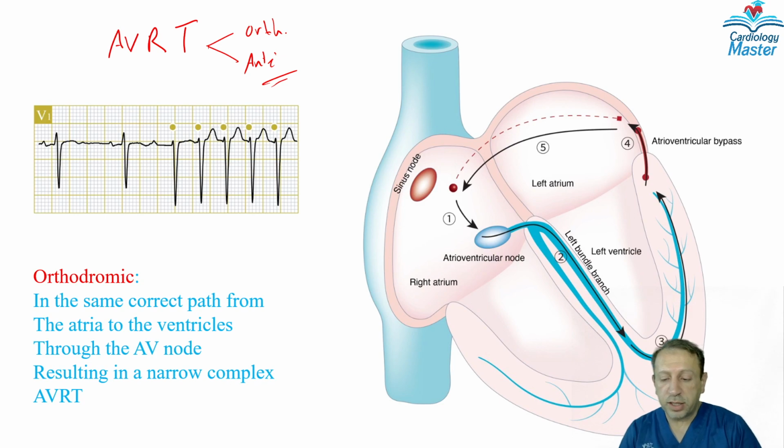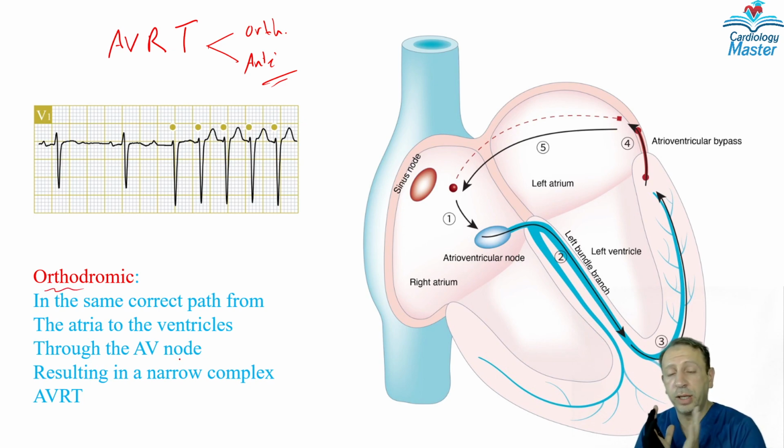Orthodromic means the circuit propagates through the normal, correct path, as you can see here, from the atria to the AV node to the His bundle, and through the bundles to the ventricles, then back through the accessory pathway in the opposite direction, from the ventricle back to the atria. You can see the circuit in the correct path from the AV node to the His bundle.